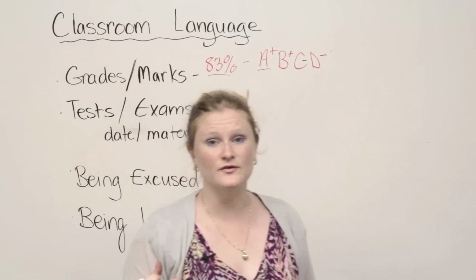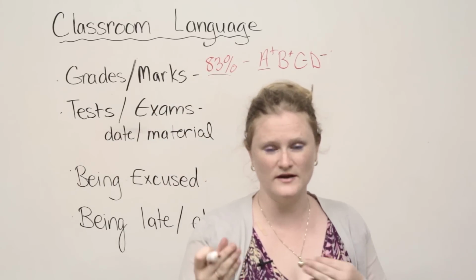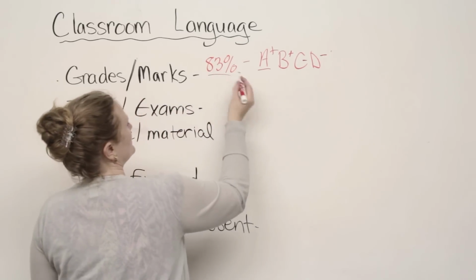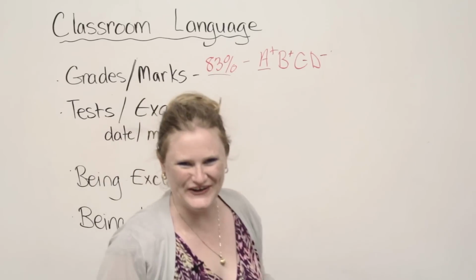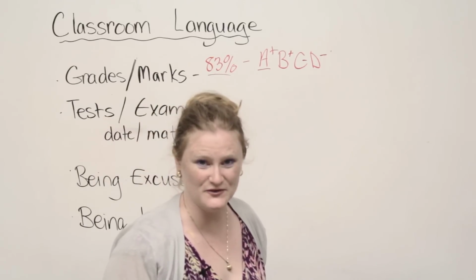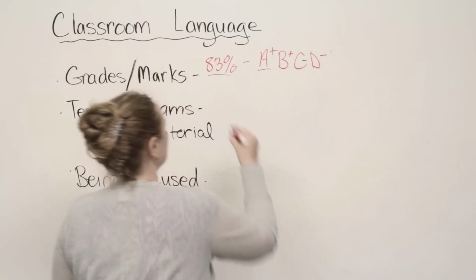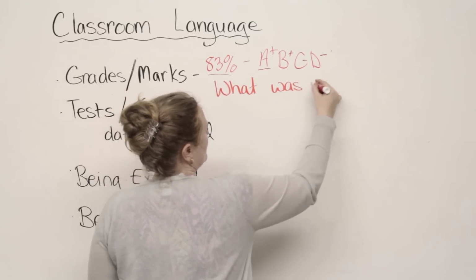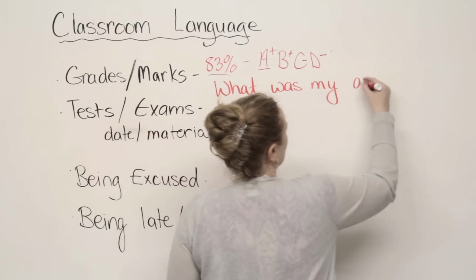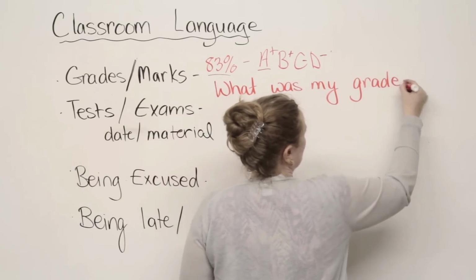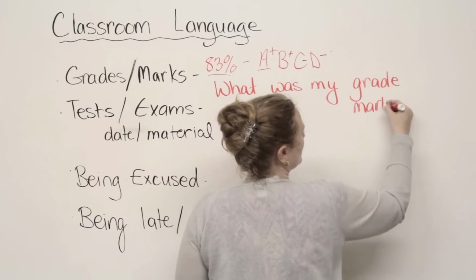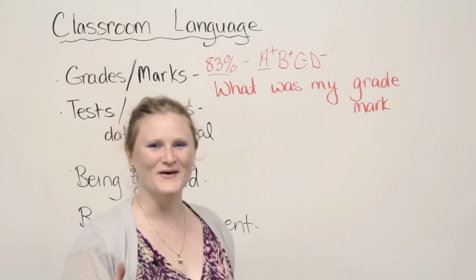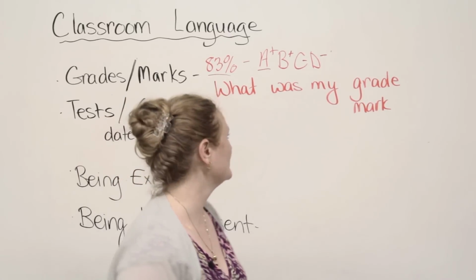The best thing to do is ask your instructor what the grades are for that. So the way that you do that is you say, "Teacher," or if you call the teacher by their first name, "Ronnie." You could say, "What was my grade?" Or you could say, "What was my mark on the test?" What was my mark or what was my grade on the test?